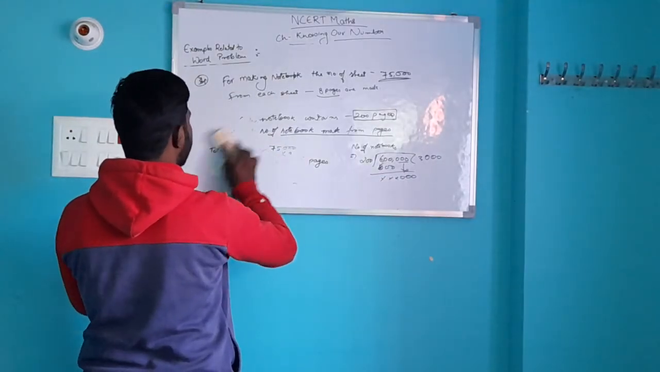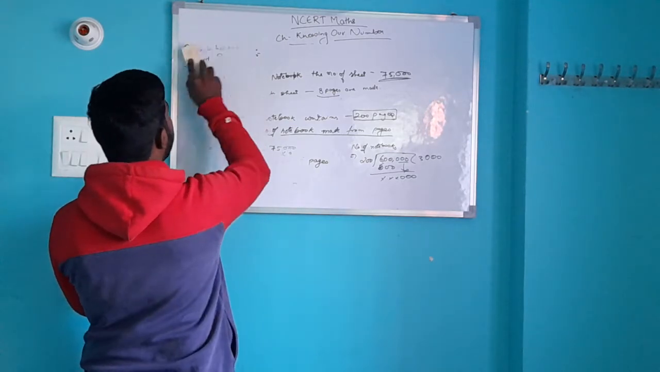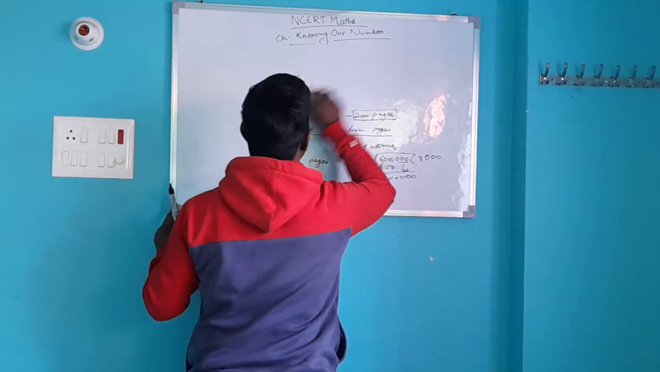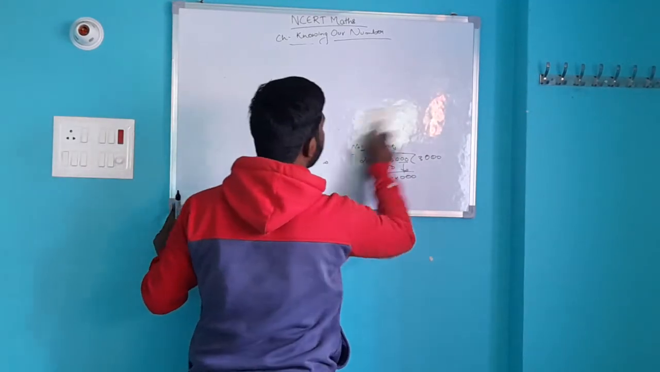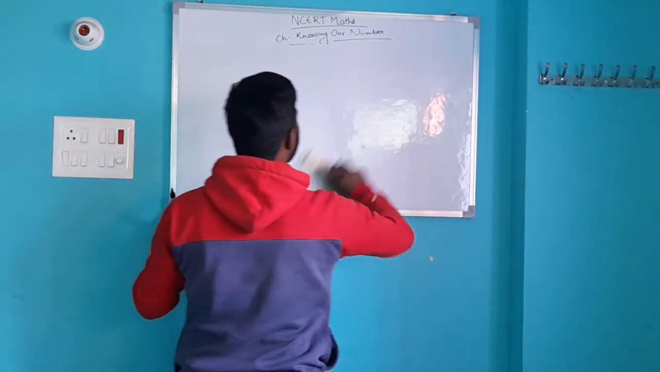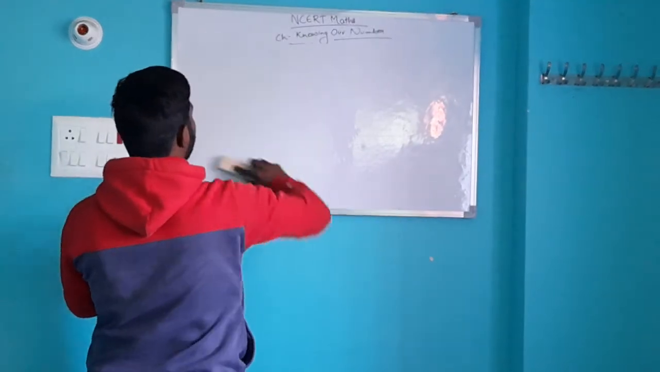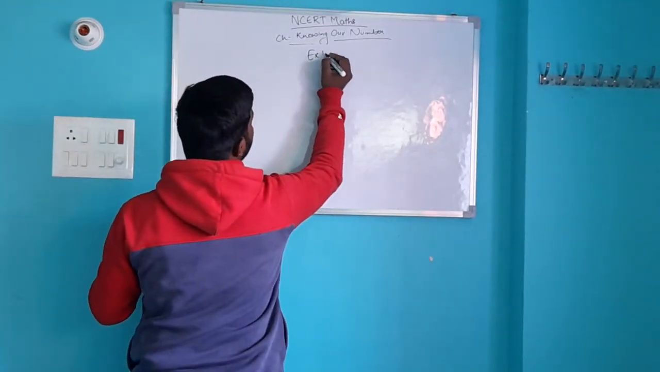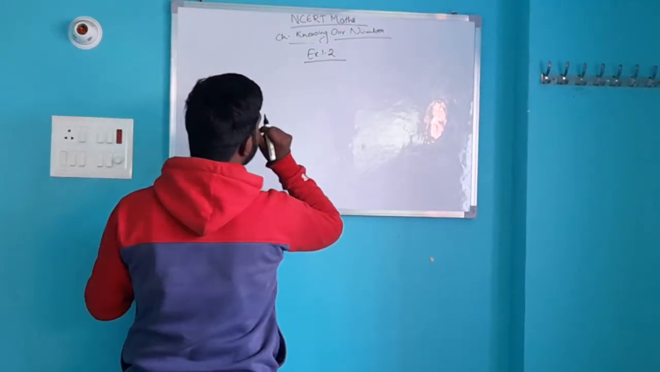Word problems are very easy, but we only need to understand the wording of it. It is all about subtraction, division, multiplication and addition. So let's start the second exercise, which is totally based on word problems.